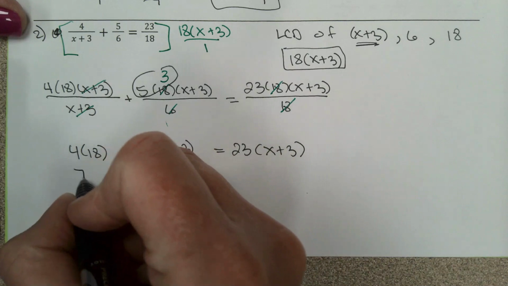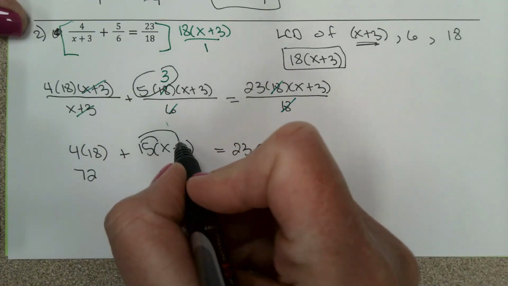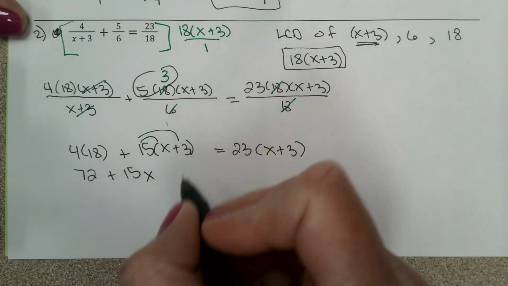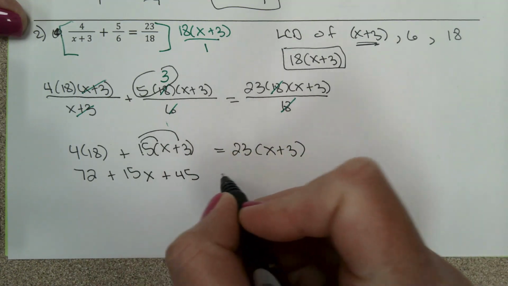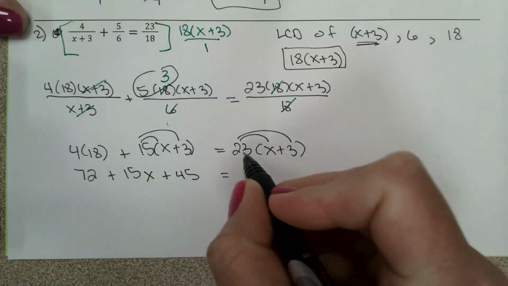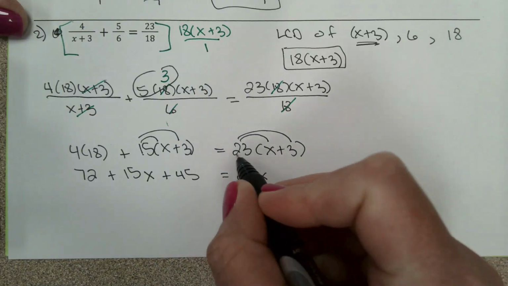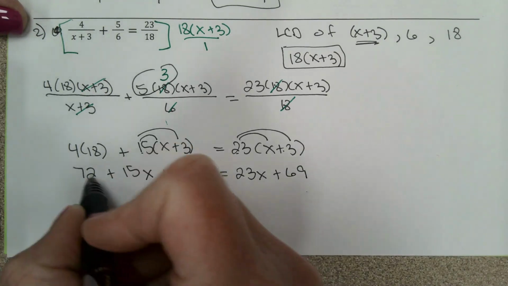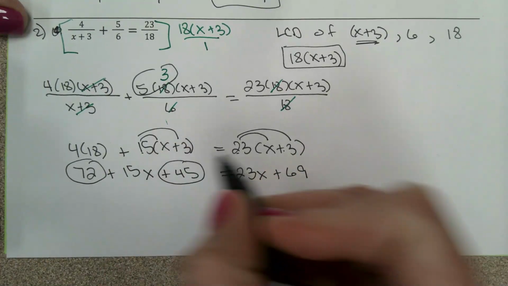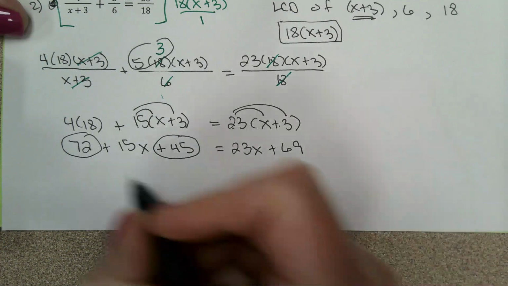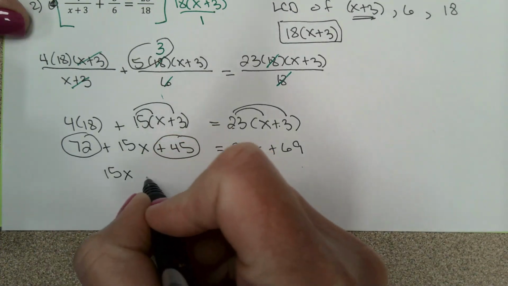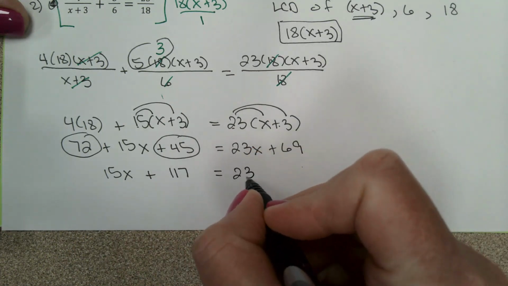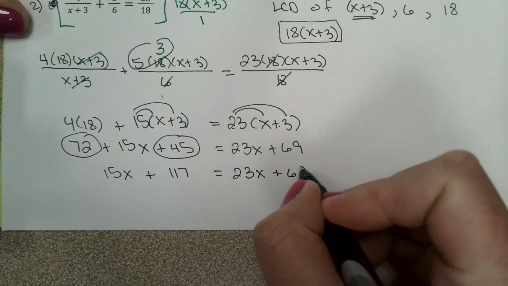4 times 18 is 72. Distribute to clear your parentheses, so that gives me 15x, and 15 times 3 is 45. Distribute, you get a 23x, and 23 times 3 is 69. On the left side, you should combine like terms. So now I have 15x plus 117 equals 23x plus 69.